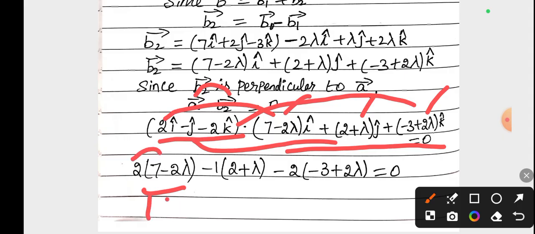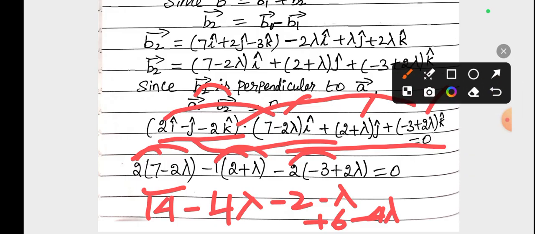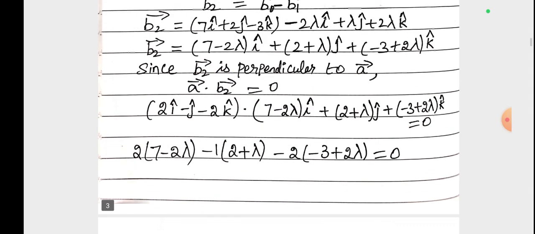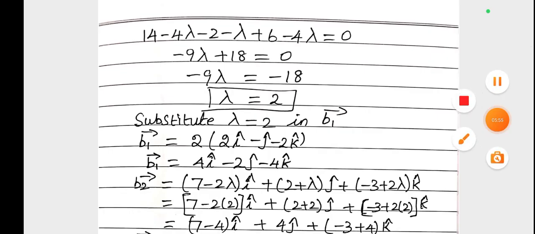So 2 sevens are 14. 2 into minus 2 lambda is minus 4 lambda. Then minus 2 minus lambda. Then plus 6 minus 4 lambda. We are just multiplying, children. Why are we doing it like this? Because they are perpendicular. Which is perpendicular? B2 vector is perpendicular to A vector. So we are setting that dot product equal to 0.